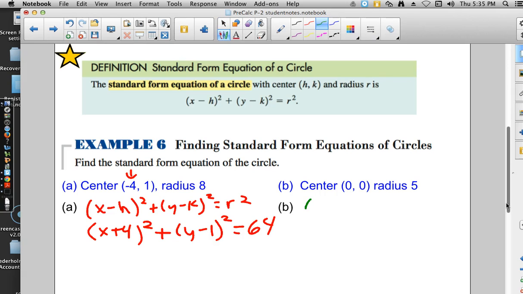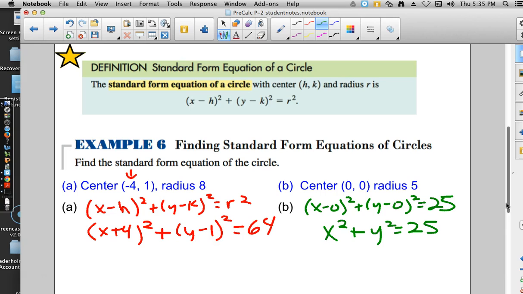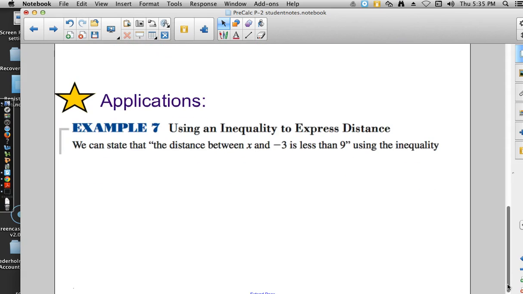All right, how about B? Oh, okay, center is at 0, 0. So x minus 0 squared plus y minus 0 squared equals 5 squared, which is 25. That just looks like more than I need. We know what x minus 0 is. It's x, so it's going to be x squared. Y minus 0 is just y, so it's going to be y squared. X squared plus y squared equals 25. Circles aren't tough. They're just not.